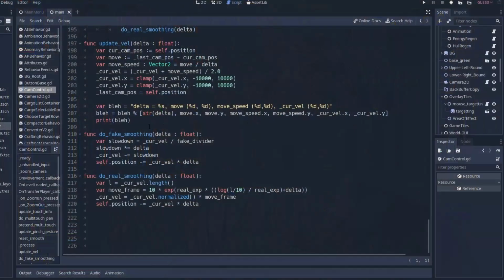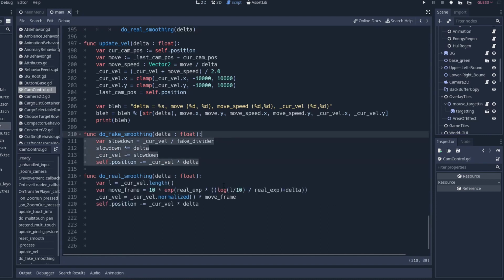And to prove my point, I've taken the time to implement both smoothing methods, with a real exponential and with this kind of fake interpolated exponential, for the camera panning of my game. And let me show you what it looks like. Here you have these two methods. One I've called the fake one and one I've called the real one.